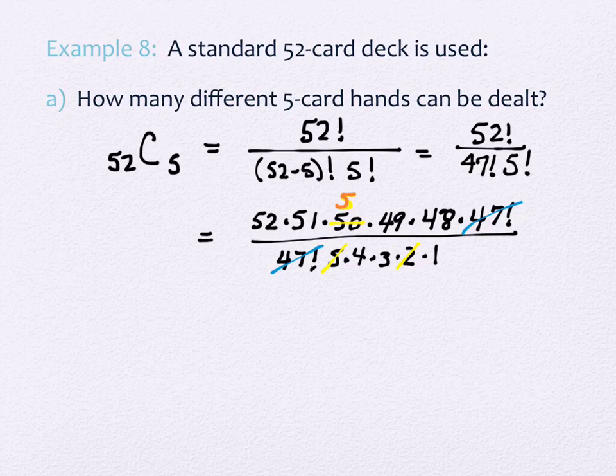4 times 3 is what? 12. And 12 will nicely reduce with 48 to give me a 4. Again, you don't have to reduce them in that way. You can reduce them one at a time, but that's just the ones I saw this time. So the result that you have, be careful, is all the numbers that are left. 52, 51, 5, 49, and 4. What does that give you?